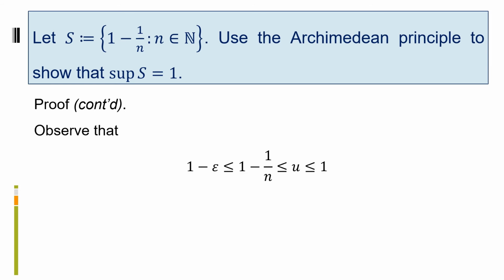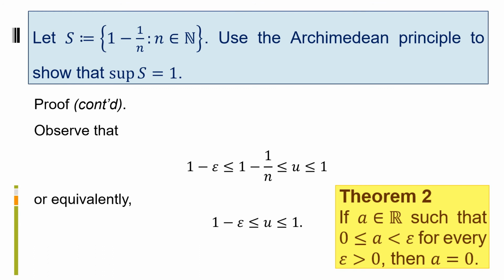Observe that 1 minus epsilon is less than or equal to 1 minus 1 over n, which is less than or equal to u, na less than din or equal to 1. Or equivalently, pwede lang nating isulat ito na u is greater than or equal to 1 minus epsilon, but less than or equal to 1. Ngayon, meron tayong theorem na ganito na nagsasabi na if A is an element of the set of real numbers such that A is greater than or equal to 0 but less than epsilon, for every epsilon greater than 0, then A is equal to 0.